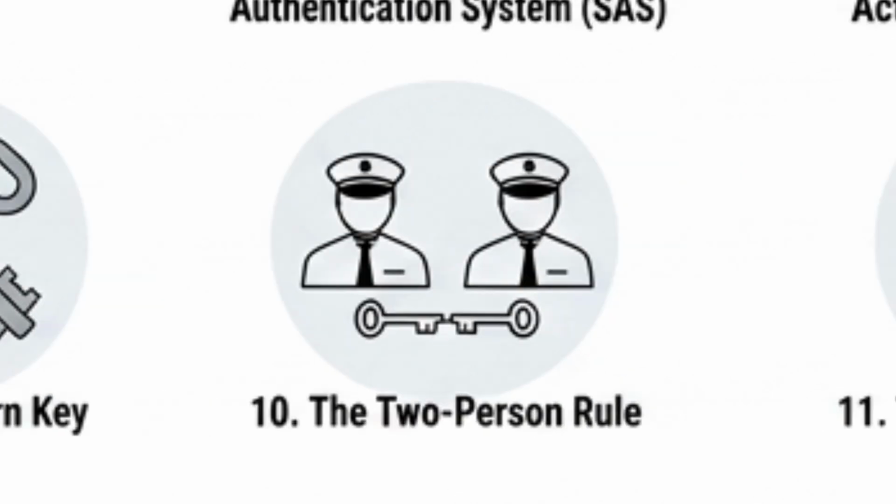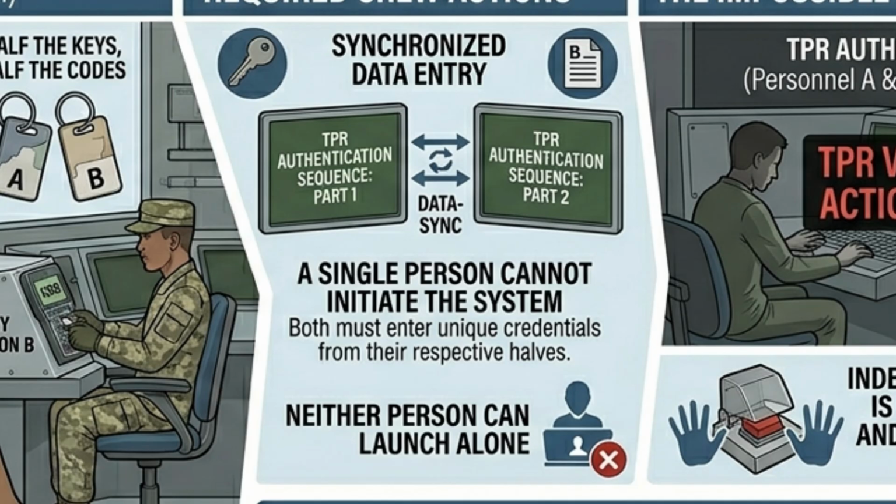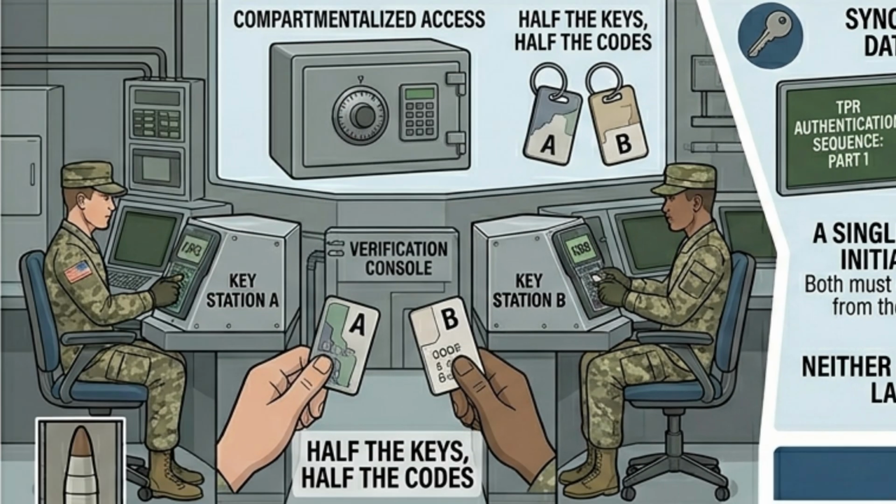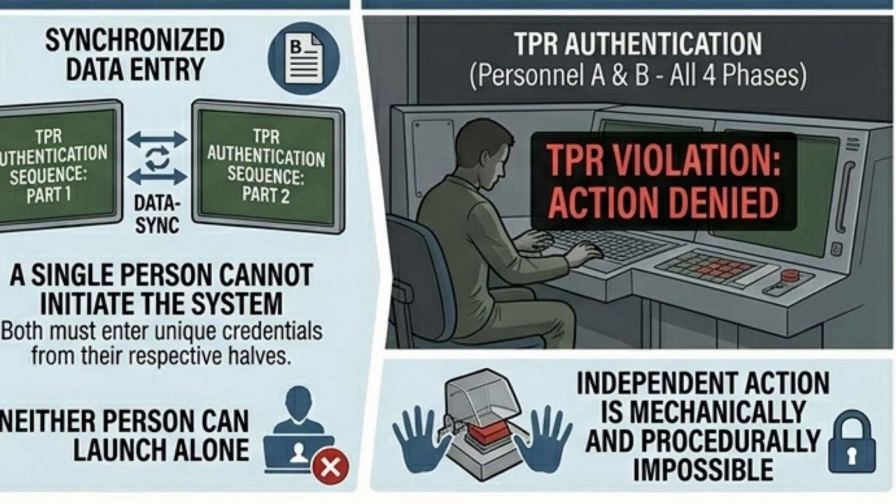10. The 2-person rule. Not a code, but a system that requires 2 authorized people to launch any nuclear weapon. Each has half the codes or half the keys. Neither person can launch alone. This prevents one crazy person from starting a nuclear war.